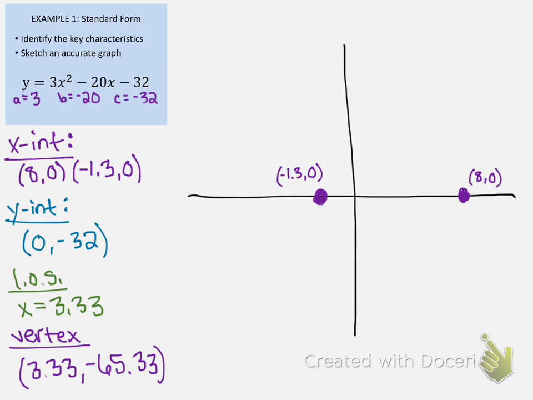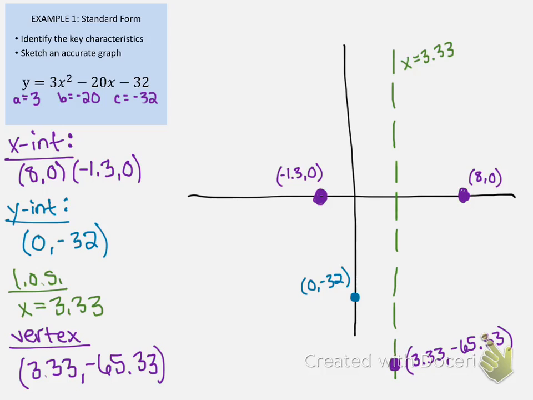Then I'll graph my y-intercept. Next will be the line of symmetry, which should be placed halfway between the x-intercepts. And then the vertex, which I need to make sure to place lower than the y-intercept, since the y value of the vertex is a much bigger, lower number than the y-intercept was. Once I have those 4 pieces of information graphed, then I can go ahead and sketch my parabola.